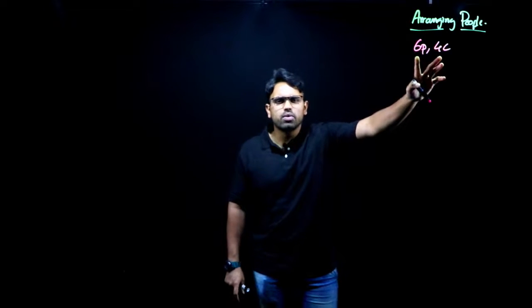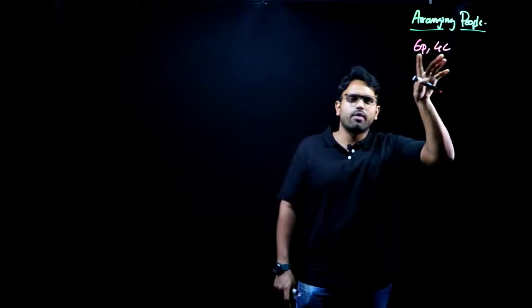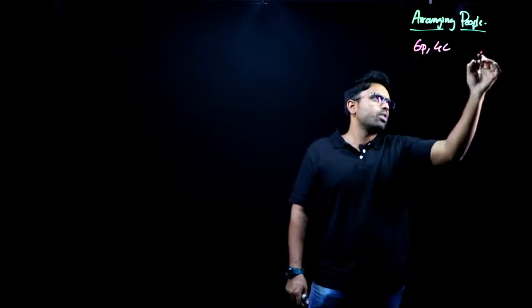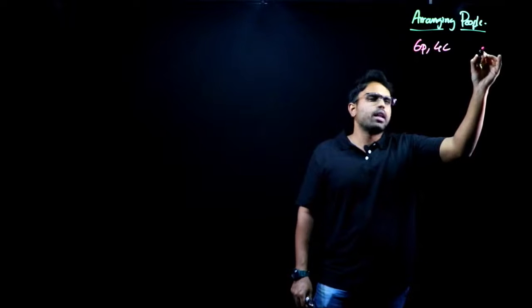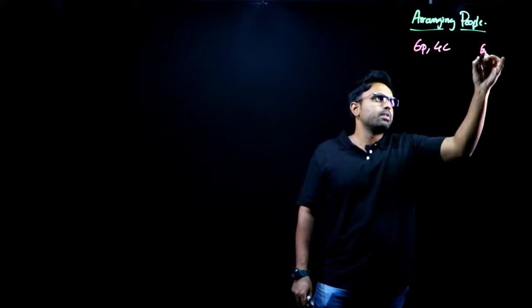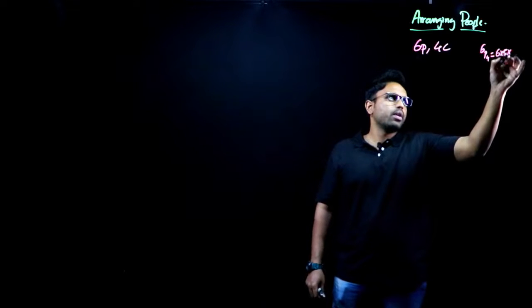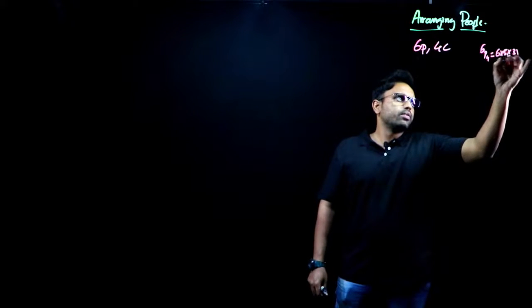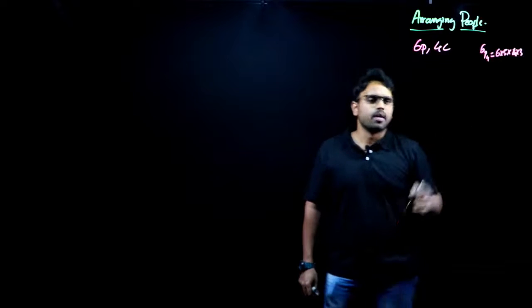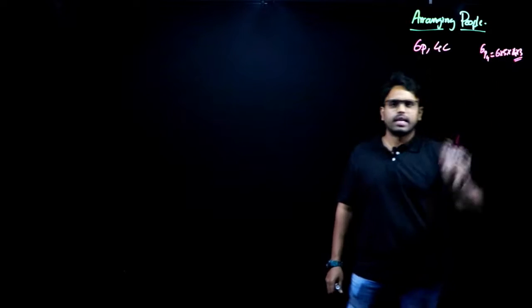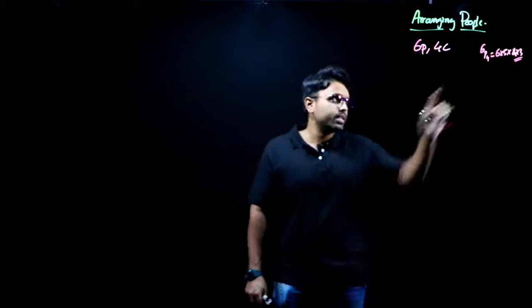What are we used to doing? Whenever the question says in how many different ways can 6 people be arranged in 4 chairs, we write nPr. nPr is 6P4. 6P4 is nothing but 6 into 5 into 4 into 3, because I'll have 6 minus 4, which is 2 factorial. I've eliminated it. I've written the answer directly by the formula. Yes, this is what we do.